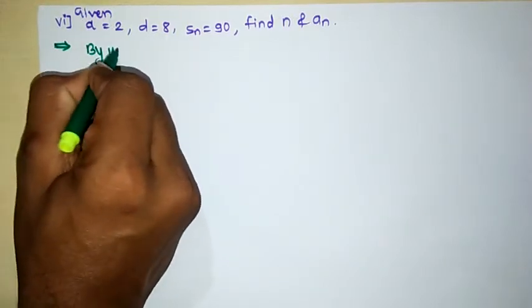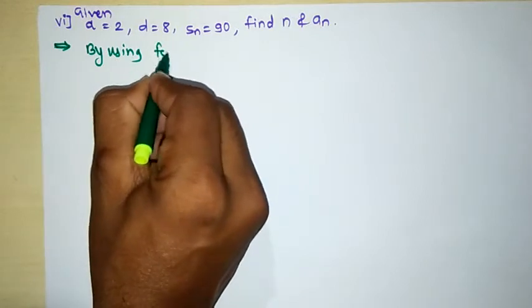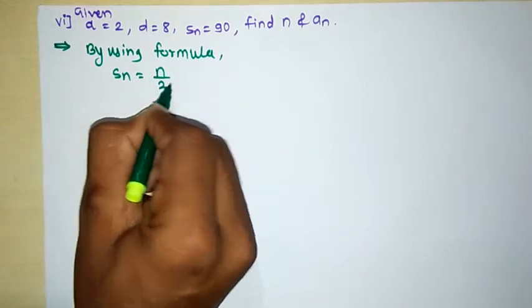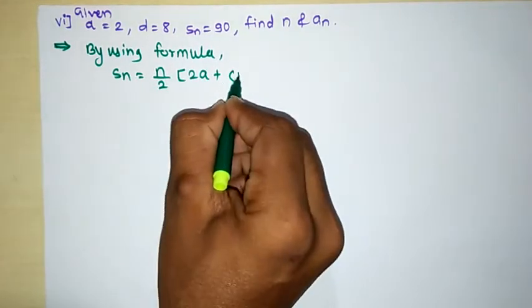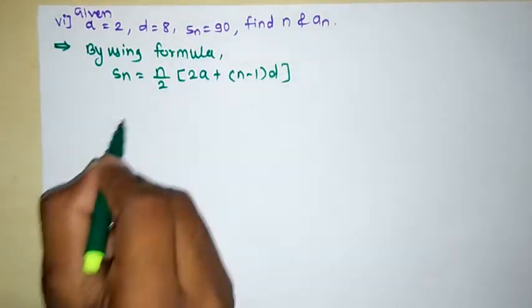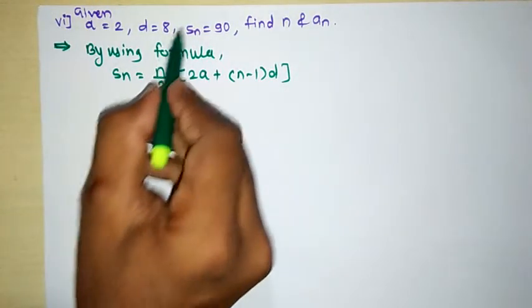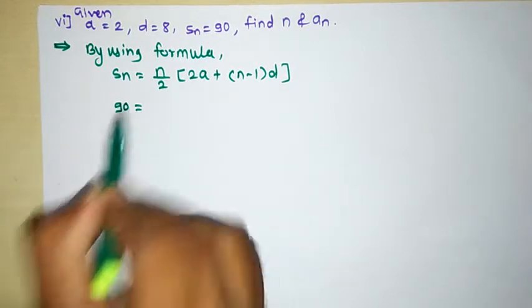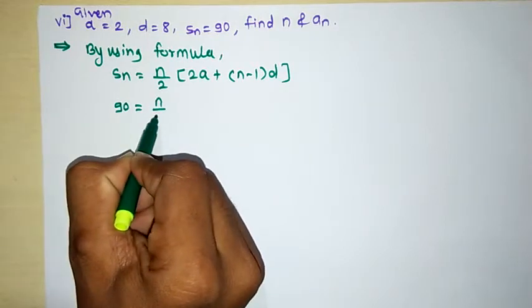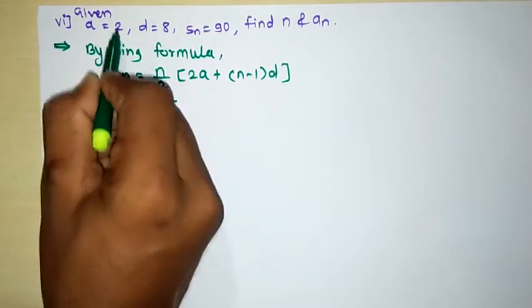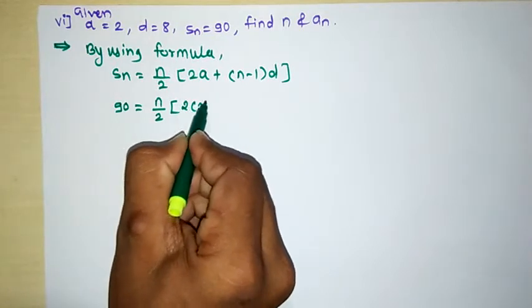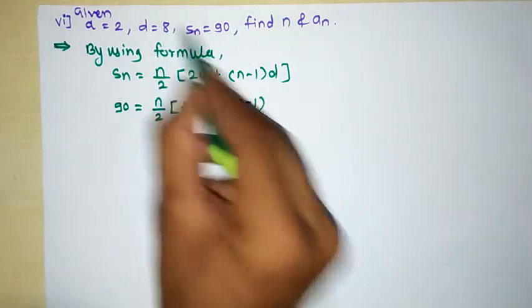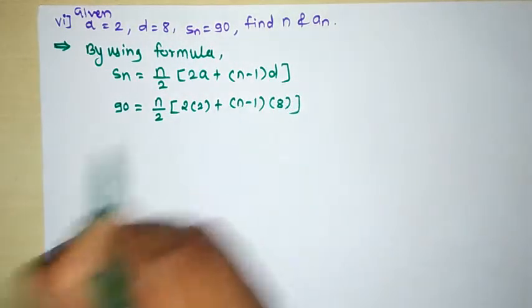See here, by using the formula Sn is equal to n by 2 into 2a plus n minus 1 into d. By using this formula, we can get the value of n. See here, Sn is given. Instead of Sn, we have to put the value of Sn, that is 90. We don't know n, so we keep n by 2 as it is, into 2 into a. What is the value of a here? 2. That is 2 into 2 plus n minus 1, put as it is, into d. What is the d here? d is 8. Put the value of d is equal to 8.